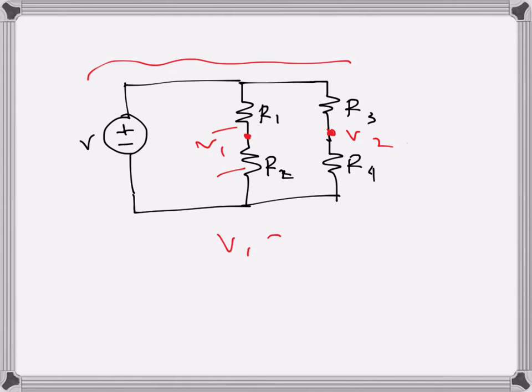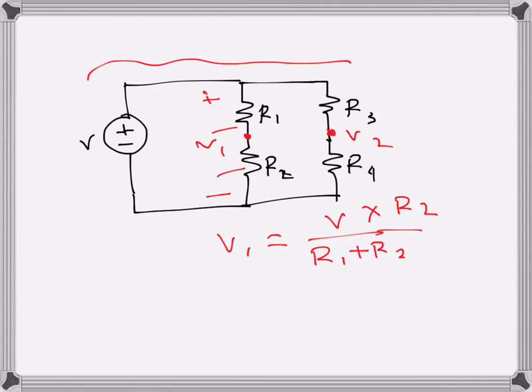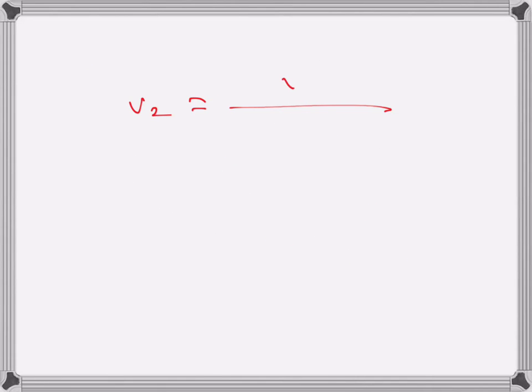So V1, if we apply the voltage divider rule, we know that the total voltage from here to here is V. So V1 will be V over R1 plus R2 times R2. That will be V1. And V2 will be, if we look at the other branch, this one, the same: V divided by R3 plus R4, the sum of the two resistances, times R4.